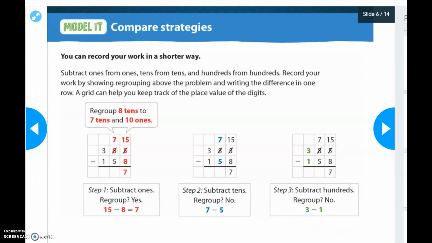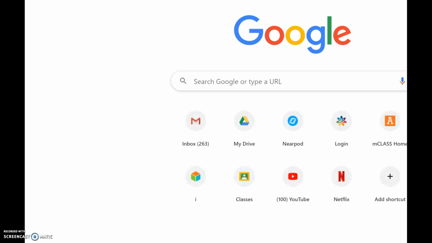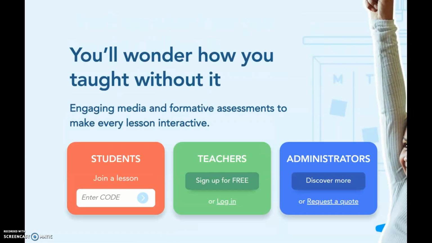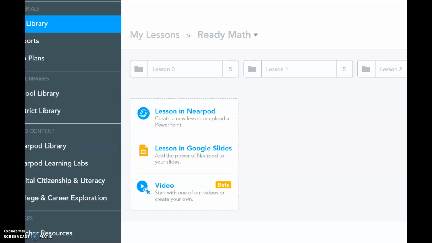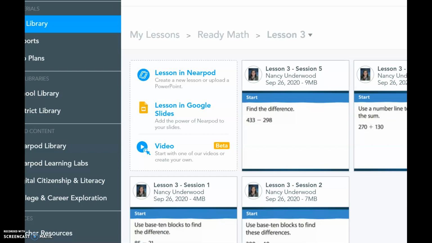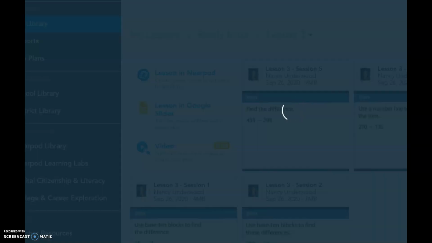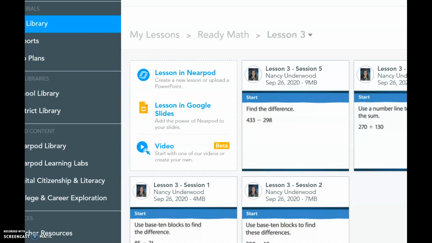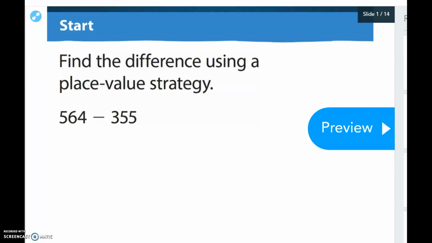Okay, let's keep going. Oh no, I didn't mean to do that. Let me bring that back up. Didn't mean to do that. Okay, we'll go back into the lesson that I was in. Sorry about that. We're in Ready Math, Lesson 3, Session 4. Oh, I hit the wrong thing again. Let's go back. Okay, we're going to go to preview, because it just makes it a little easier.